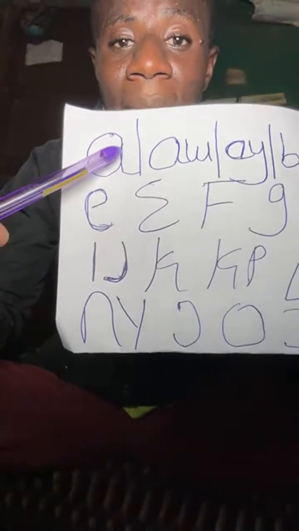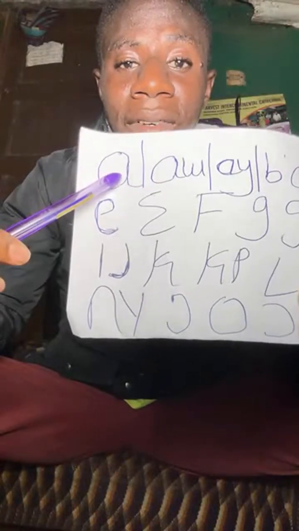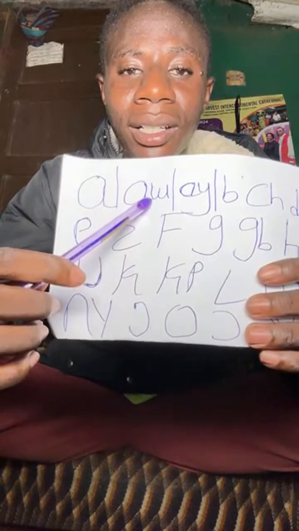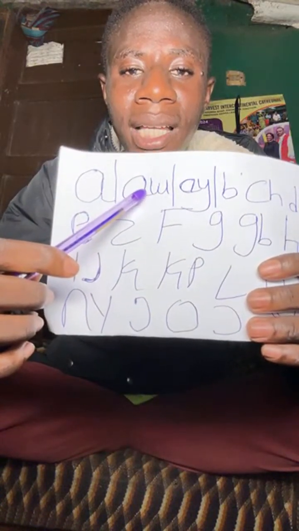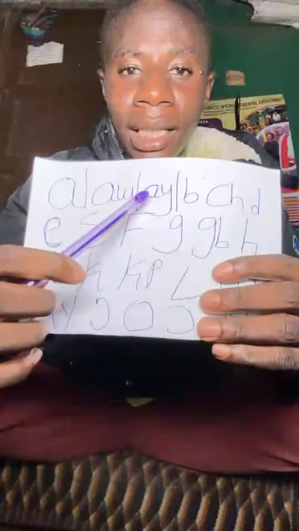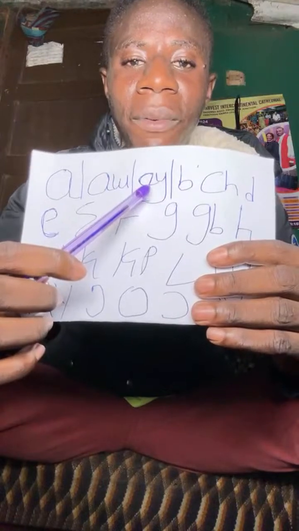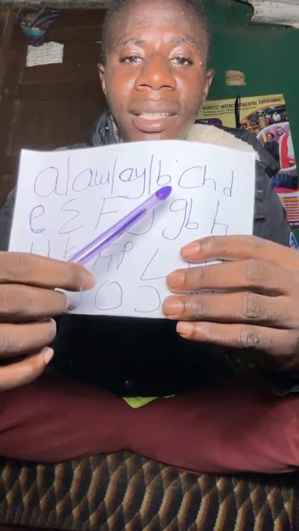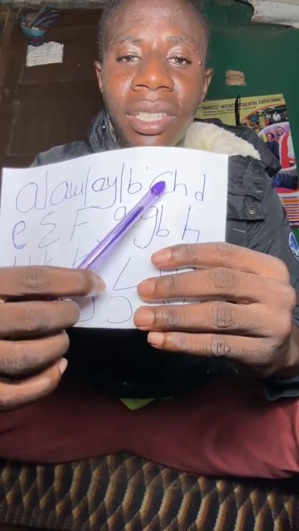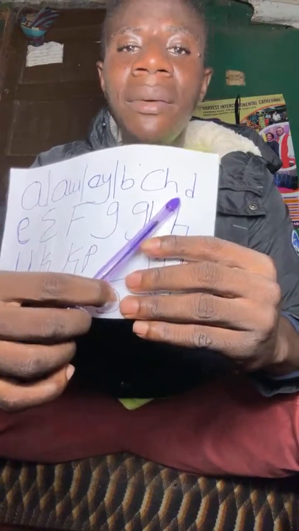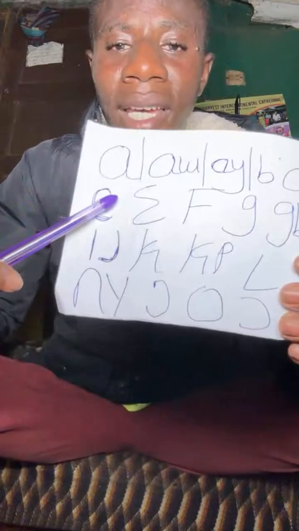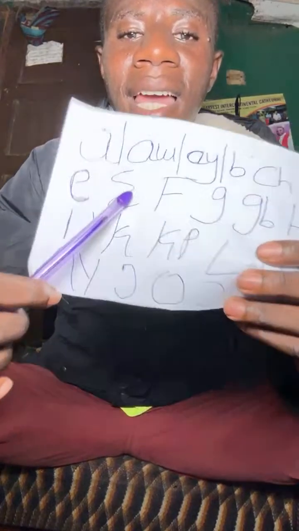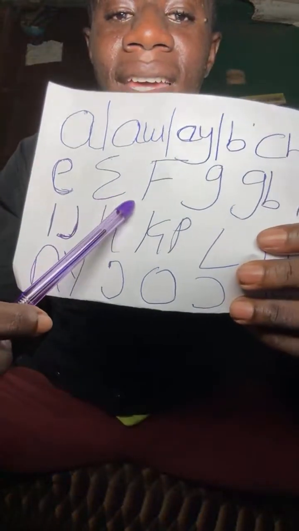The first letter in the alphabet is pronounced as A. The second letter is pronounced as ow. The third letter is pronounced as I. The fourth one is pronounced as B, and the fifth one is she. The sixth one is pronounced as D, and this one is pronounced as A. This is F.